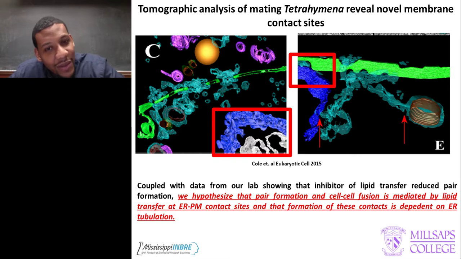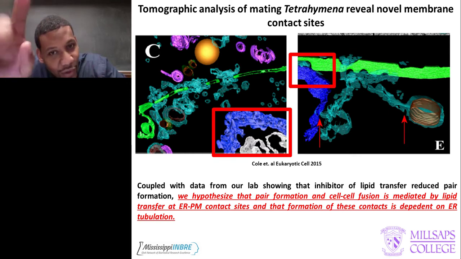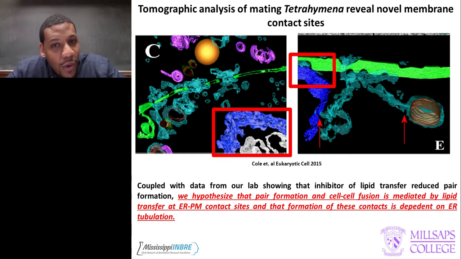And so we hypothesized that this wispy membrane that's extending off the nucleus and coming into contact with the plasma membrane here might represent an ER plasma membrane junction. We couple this to some preliminary experiments that we've done using small molecule inhibitors to inhibit lipid transfer, and showing that those small molecule inhibitors impair pair formation, we basically came up with a hypothesis.